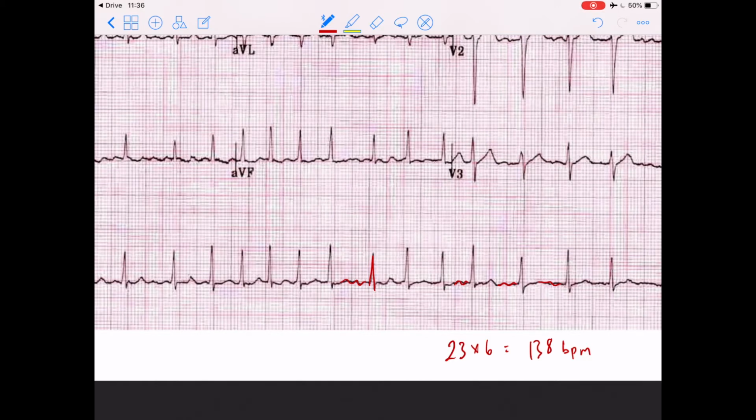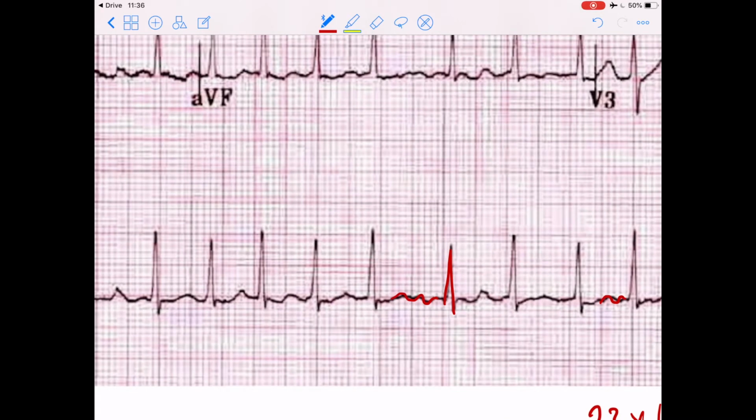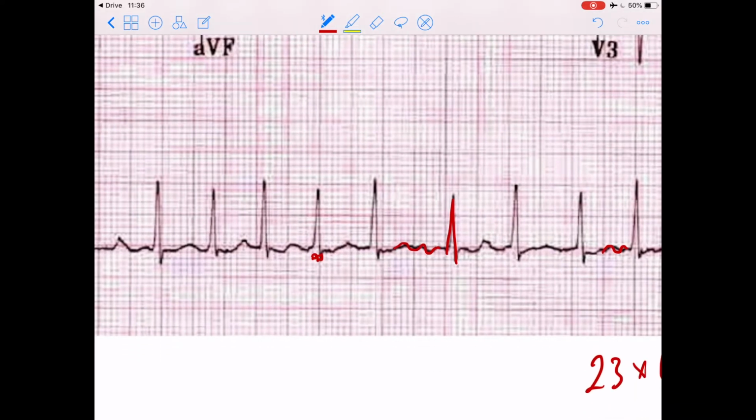The QRS complex, so we're looking to see if this is narrow or wide. So this looks to be about 1, maybe 2, possibly 2.5 small boxes. And if you remember, the small boxes correspond to 0.04 seconds or 40 milliseconds. So this is less than 120 milliseconds, which is a normal QRS complex. Next is the PR interval. Since there's no P wave, there is no PR interval.